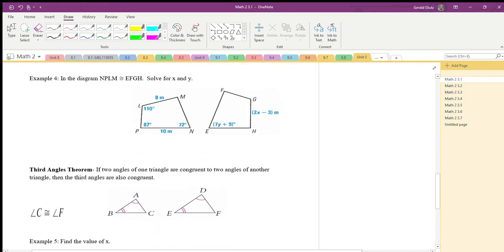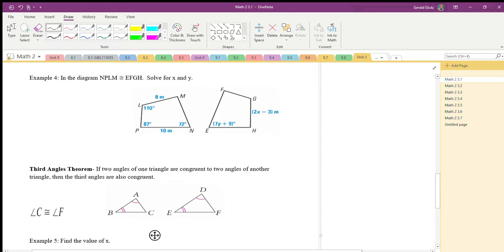On the next page, for example 4, they tell us that NPLM is congruent to EFGH. So we've got to solve for x and y. Well, the first thing I notice, N and E are the first two letters that they listed. So that means those two have to be congruent. So angle N and angle E have to be congruent, or the same. So if those two angles are congruent, then I could say that 72, since it's 72 degrees, has to be equal to 7y plus 9.